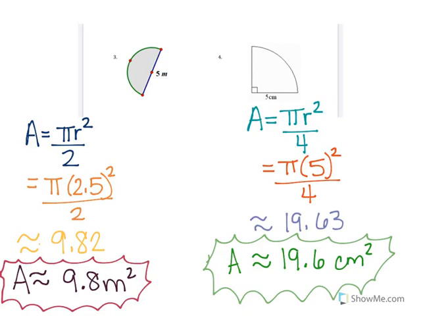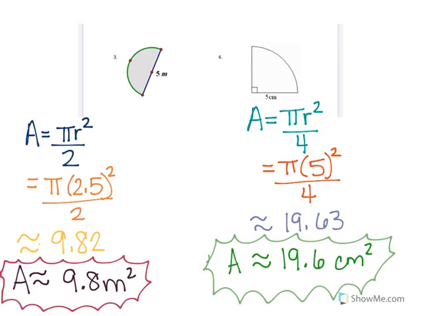Okay, hopefully you ended up with, for question 3, the area being 9.8 square meters, and for question 4, the area being roughly 19.6 square centimeters, sorry. Now make sure that you include the units in your final answer, and make sure that your final answer always has the square attached to the units, because all area is always squared.